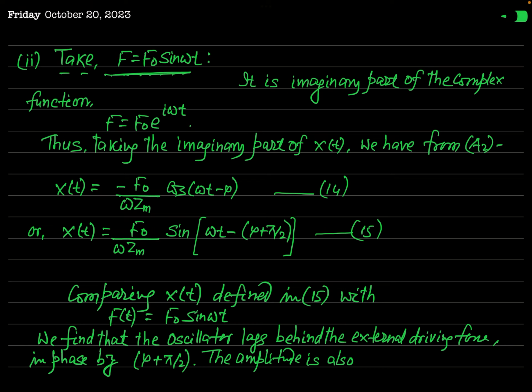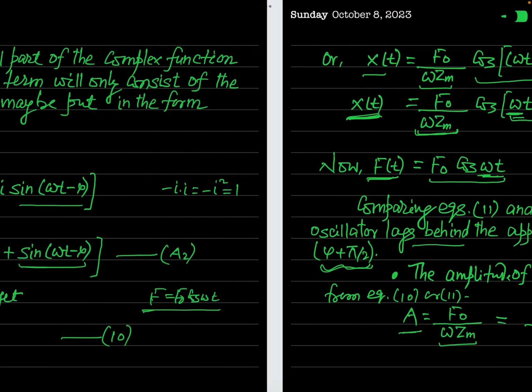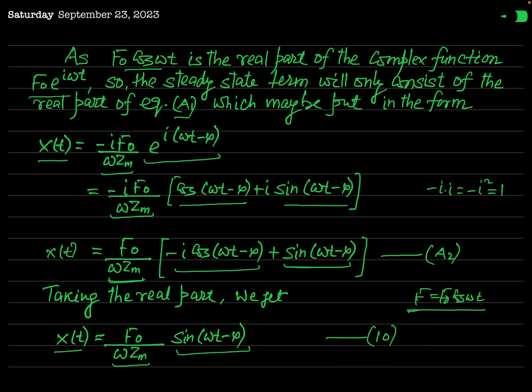So in this condition, in a steady state, if you have to write the solution, you must take the imaginary part of x(t). And for this you can see this general result. This x of t is equal to F naught divided by omega Zm times minus i cos(omega t minus phi). So this term containing this factor minus i, this is the imaginary part of x(t).